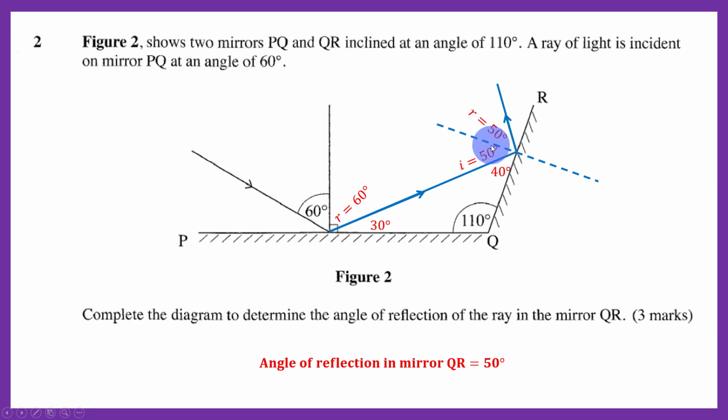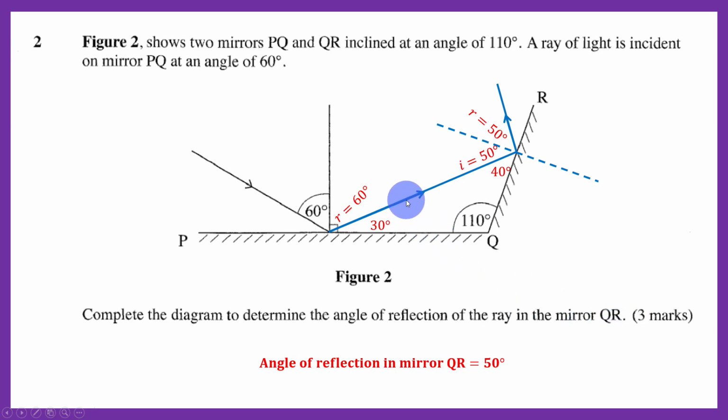And again, since we've got a normal here, this is 90 degrees. We subtract 40 from 90 and we get the new angle of incidence at the second incident point as 50 degrees, and therefore the angle of reflection at mirror QR is 50 degrees, and that is our answer. So remember to show the direction of these rays.